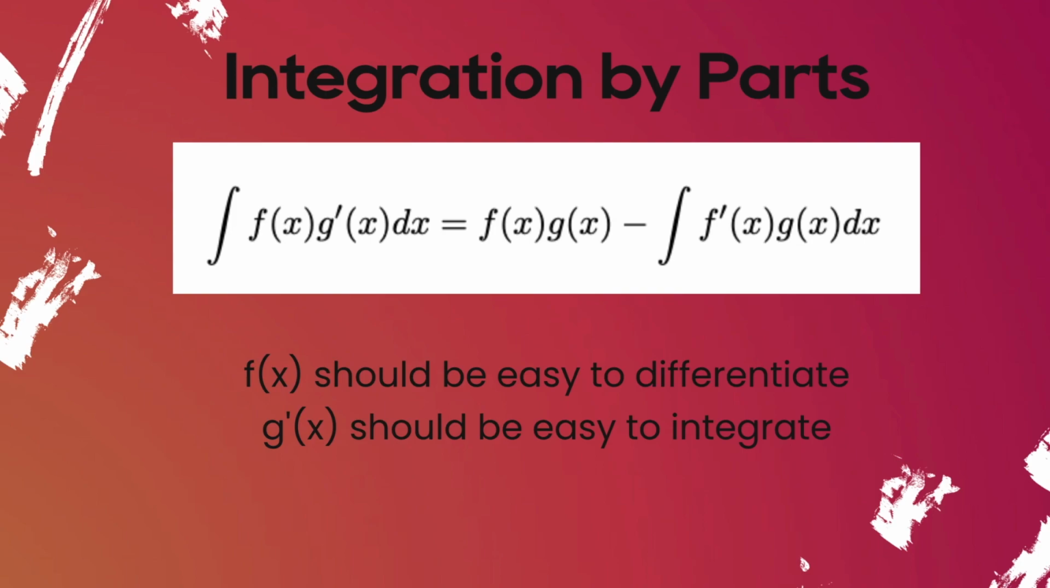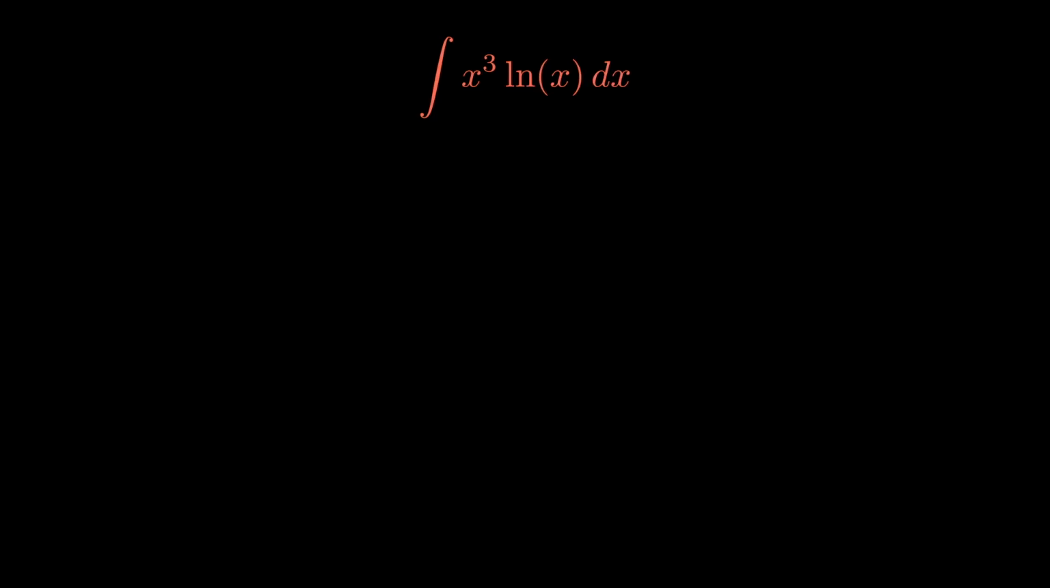So now let's look at an example. Let's find the integral of x to the power of 3 times the natural log of x. Now to do this problem, instead of using f of x and g prime of x, I'll be using the same formula still that I just showed you, but instead I'll be using u, which is the same thing as f of x, and dv, which is the same thing as g prime of x.